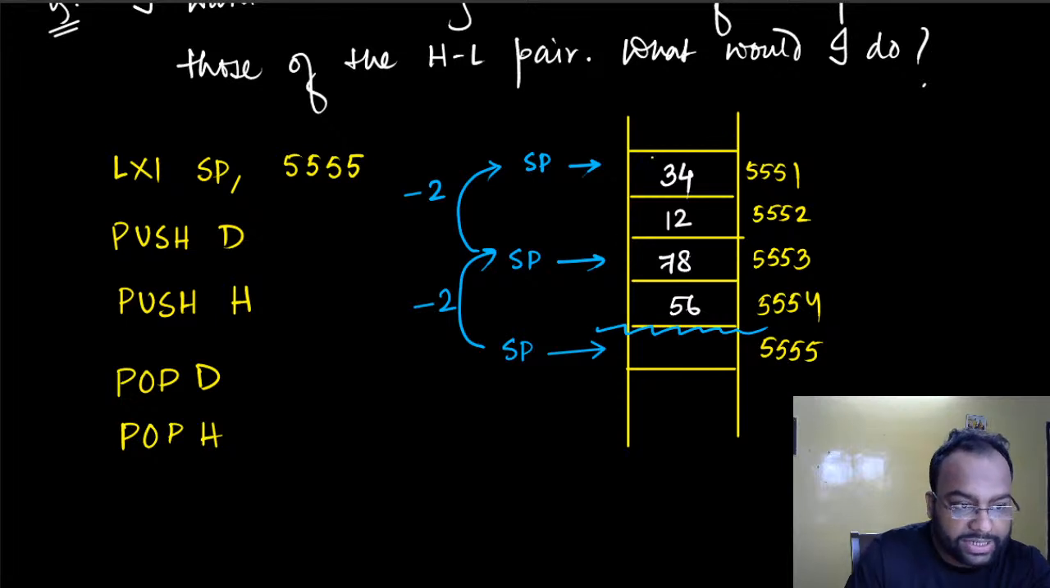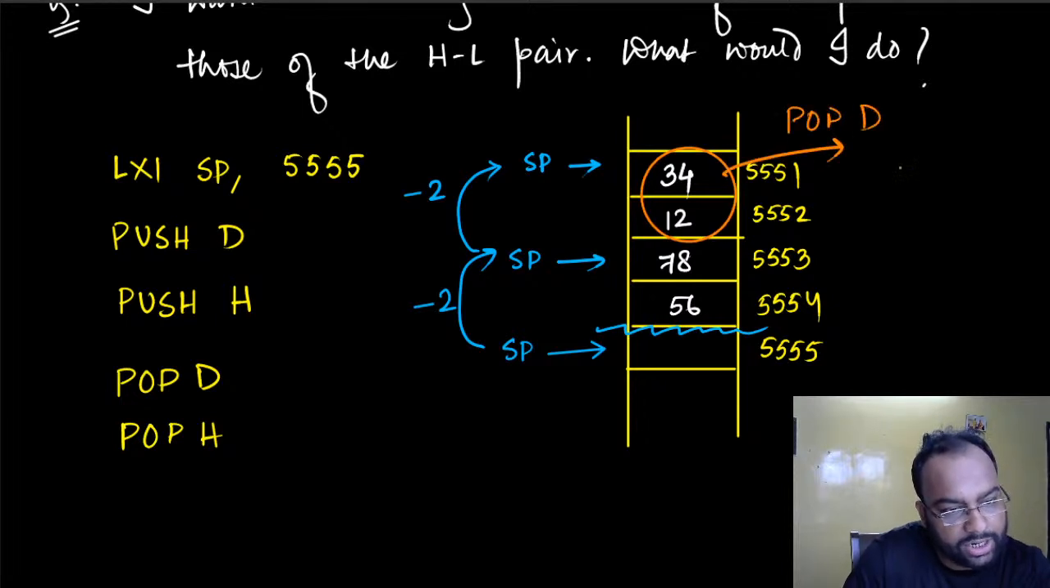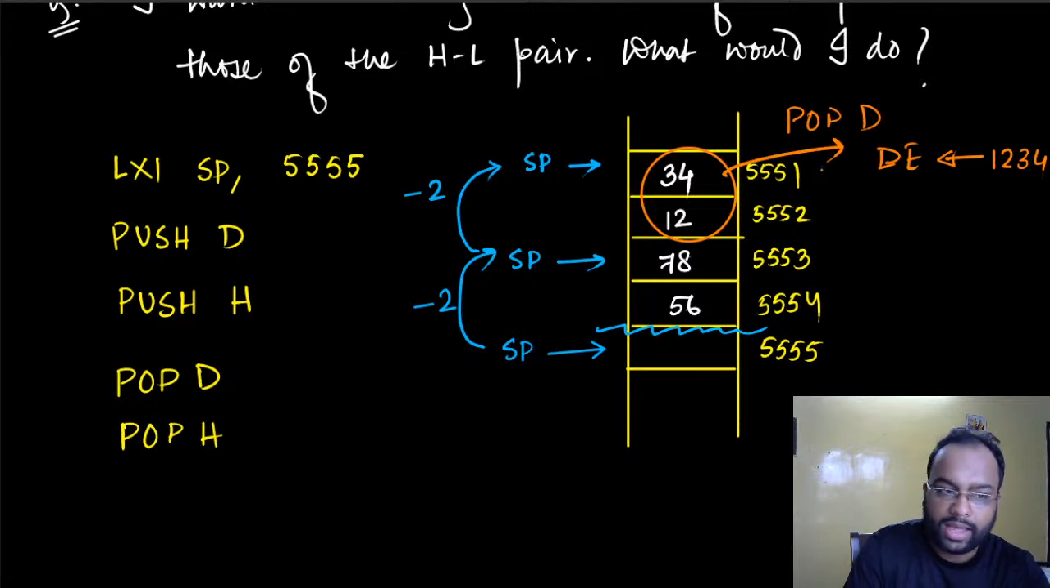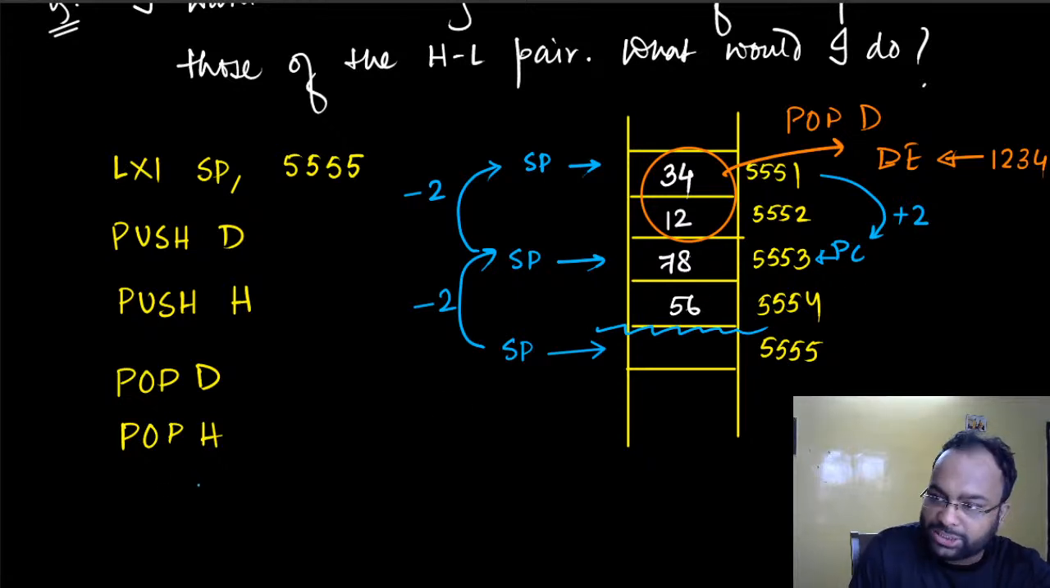So if I do the pop D instruction, what happens? The DE register pair will now get the value of 1, 2, 3, 4. And after, of course, doing a pop instruction, the program counter is incremented by a value of 2. So here the program counter points to this one. Now after that, if I do pop H, what happens?